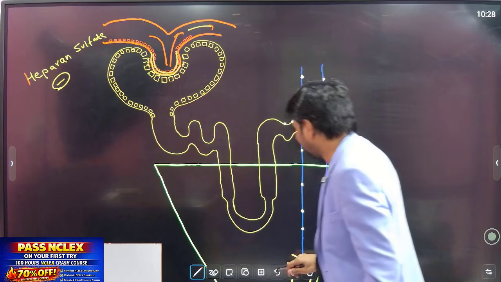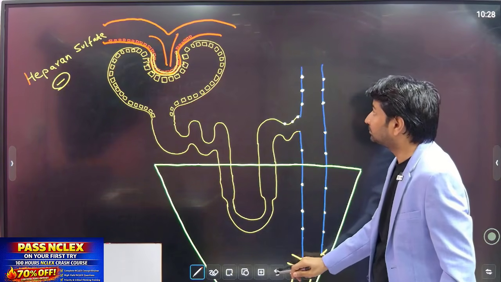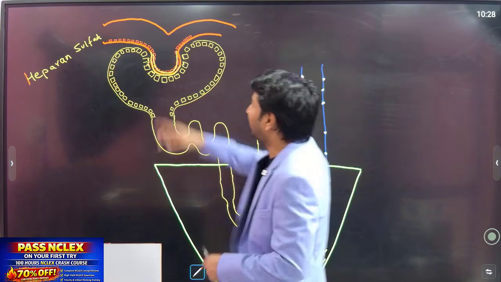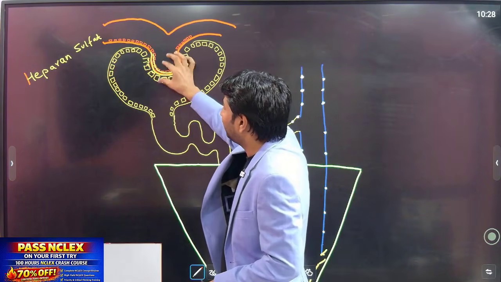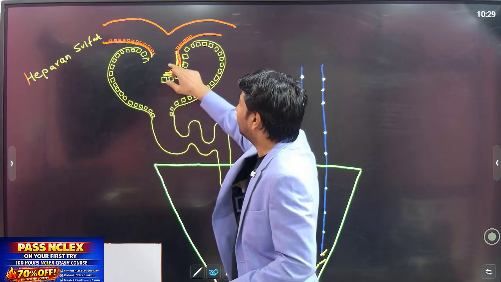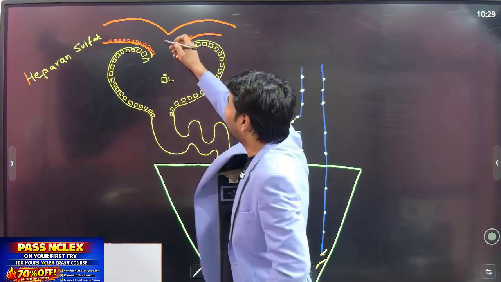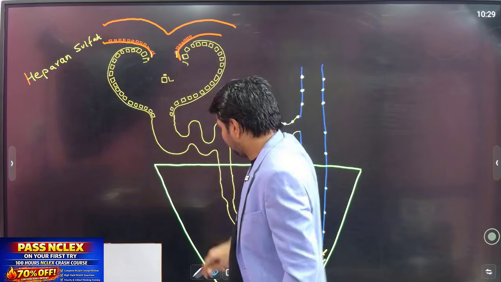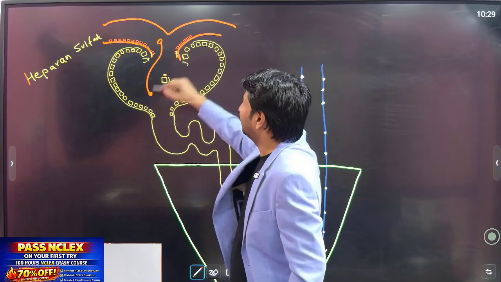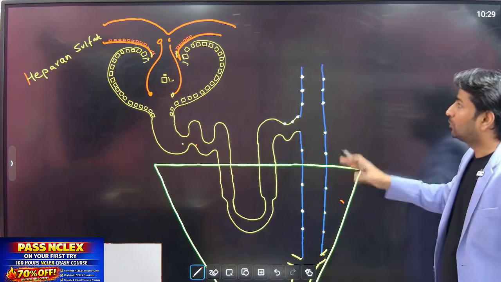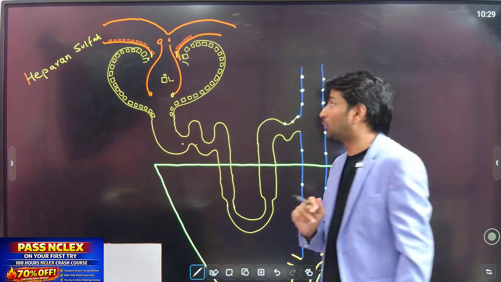But what exactly happens in nephrotic syndrome? In nephrotic syndrome, the filtration barrier will break down. As it breaks down, it means there's no substance or barrier left to repel the protein. The protein will leak out from here, and from here, it will leave the body through the urine. This is what we call nephrotic syndrome.